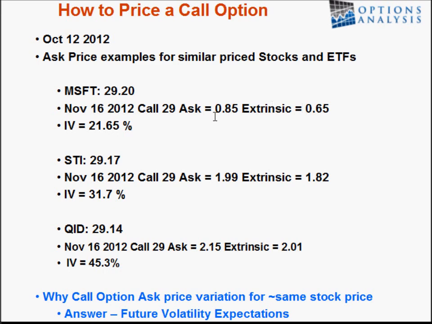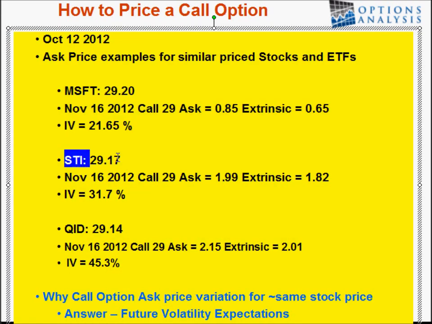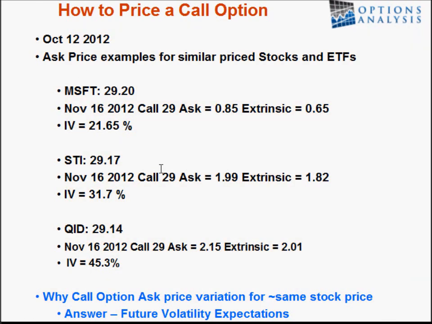Here's another stock on the same day, STI. Almost the same value of the stock as Microsoft, a value of 29.17. However, in this case, the ask price is 1.99, considerably more expensive than Microsoft, and it had an extrinsic value of 1.82. Why is that so much different from the Microsoft call option? Why can there be such bigger values in almost exactly the same call for the same price of the stock?